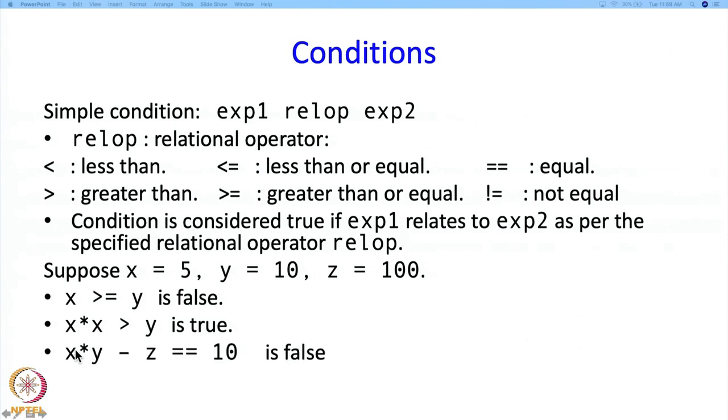Another example, I could write x times y minus z equal to 10. So what is x times y? x times y is 50, 50 minus z is 100.